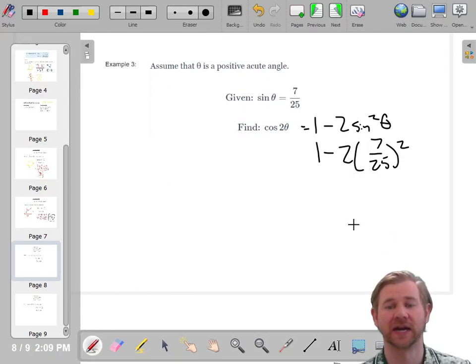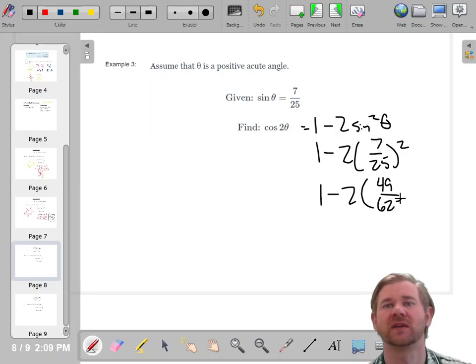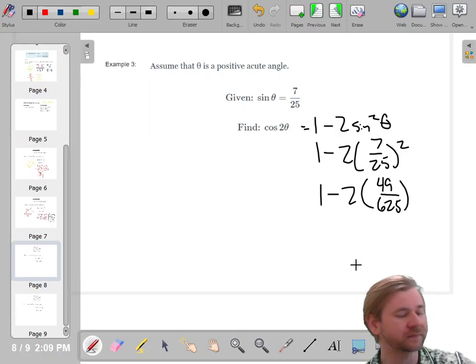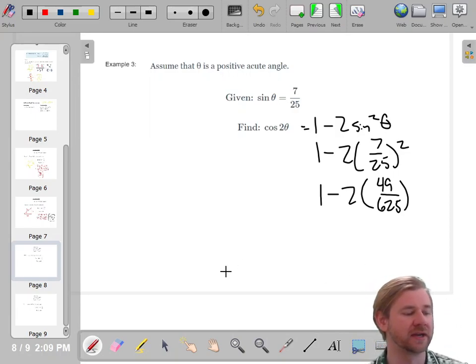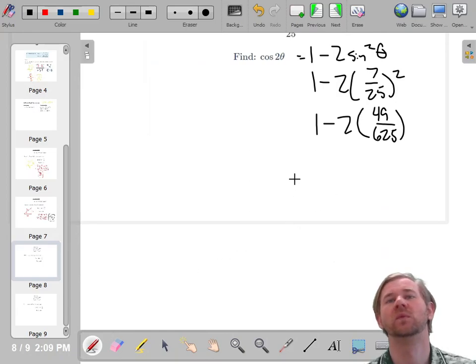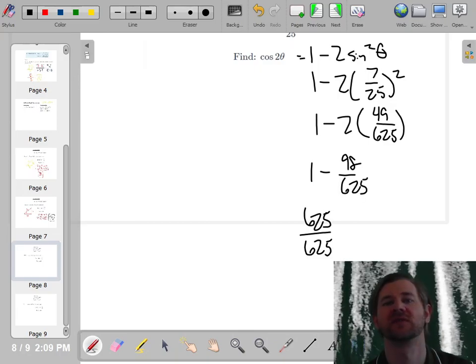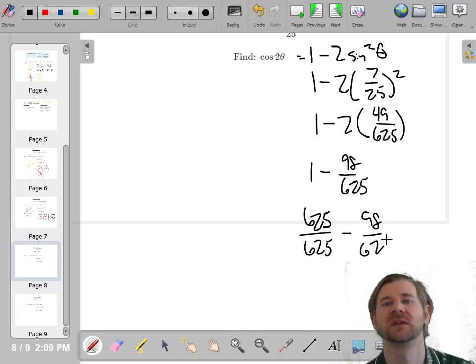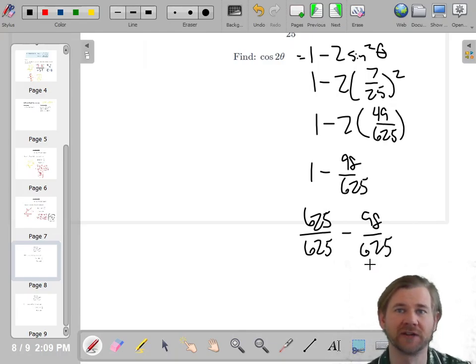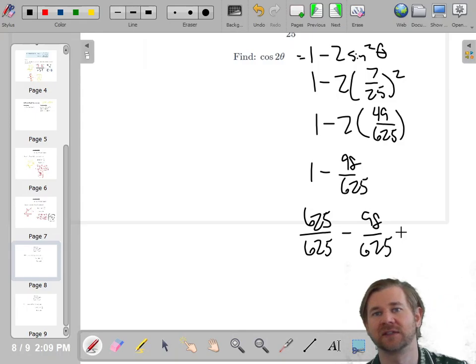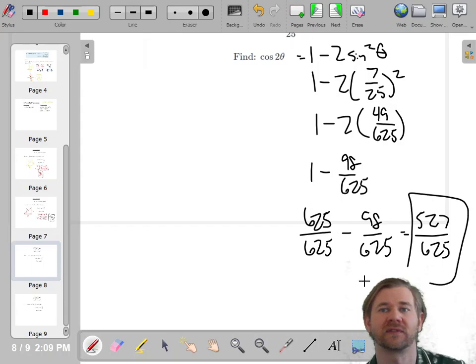Okay, now we're practicing fractions here, folks. So don't just reach for your calculator when you don't need to. 7 times 7 is 49. 25 times 25 is 625. So I'm going to try and do this whole thing here. 1 minus 98 over 625. That's 625 over 625 minus 98 over 625. So if I subtracted 100, it'd be 525. I didn't subtract that many. It's 527 over 625. Okay?